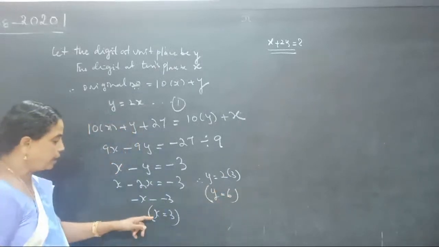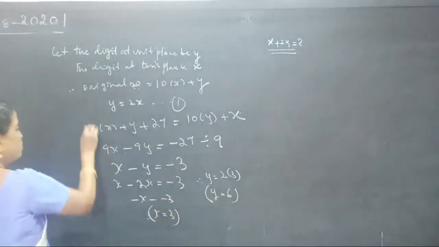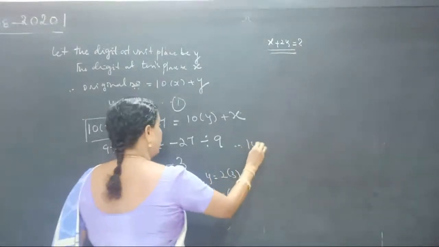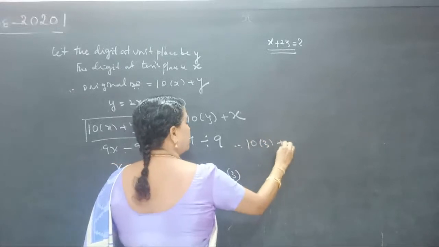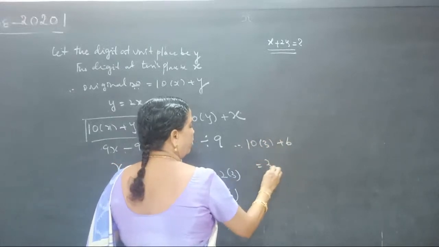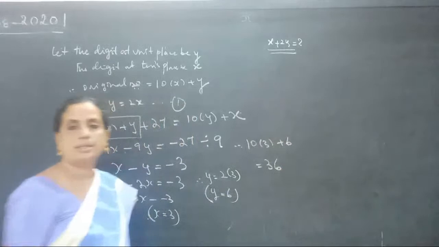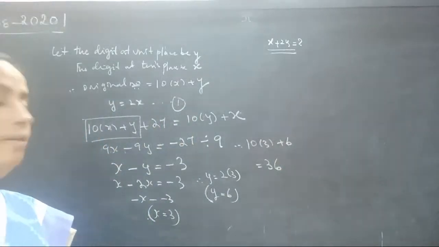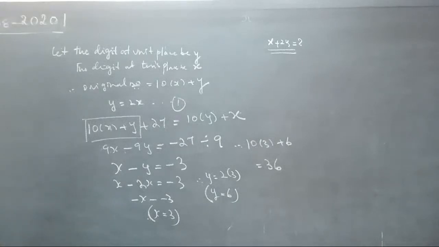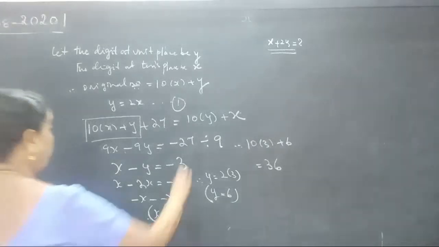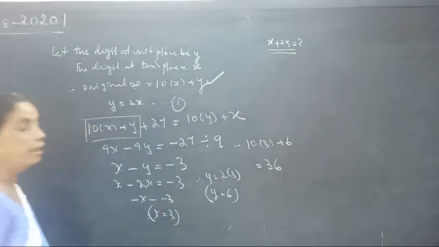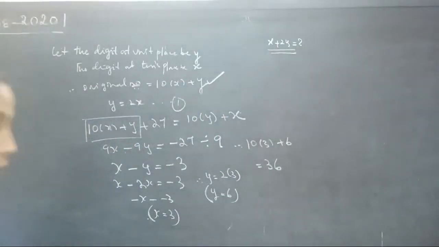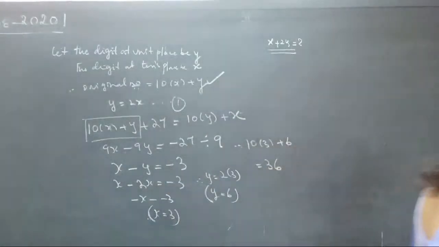So getting the x and y values, substitute into the original number. Which is the original number? 10 into 3 plus 6. The required number is 36. Check it once. x equals 3, y equals 6. Resubstitute into the original number condition. It is 10x plus y. So the required number is 36.